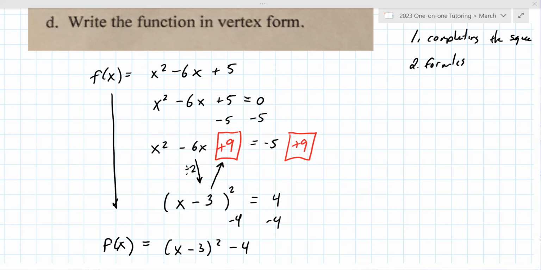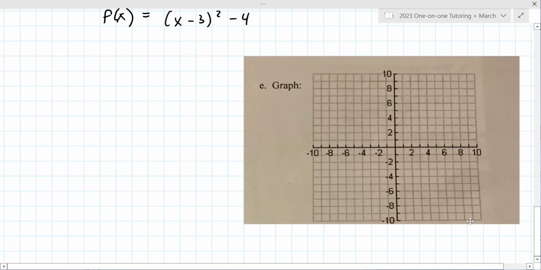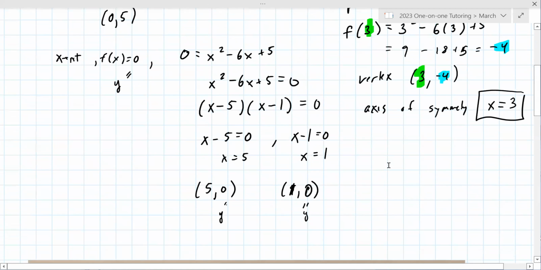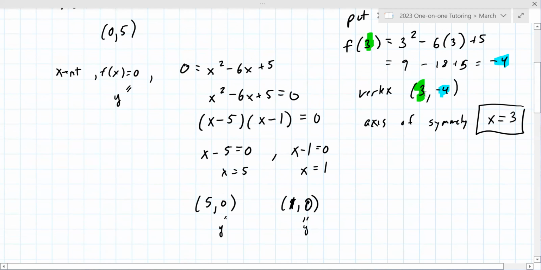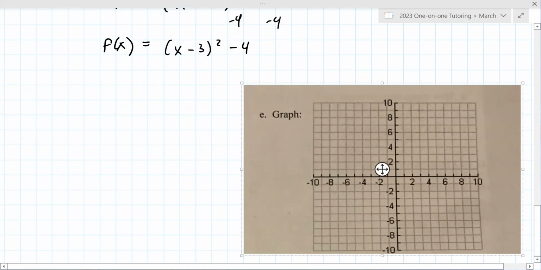So the next part here is to graph it. Well, you got a lot to do on this problem. All right, to graph it, you generally do a couple things. One is you start at the vertex. Let me just see if we were consistent here. Yeah, we were. Okay, so the vertex is 3, -4. So 3, -4 right there is the vertex.